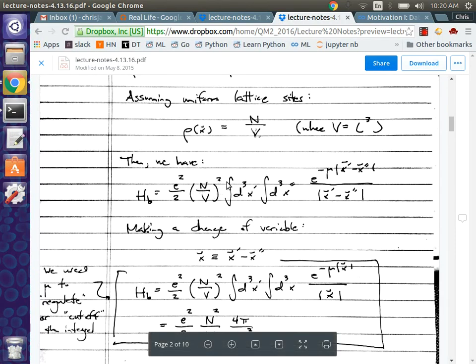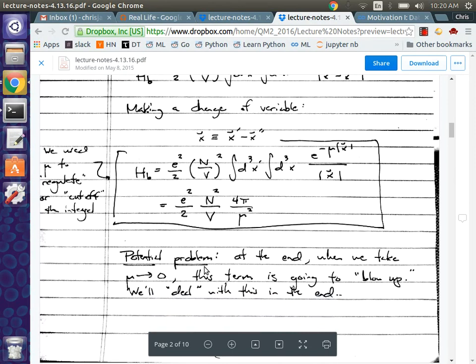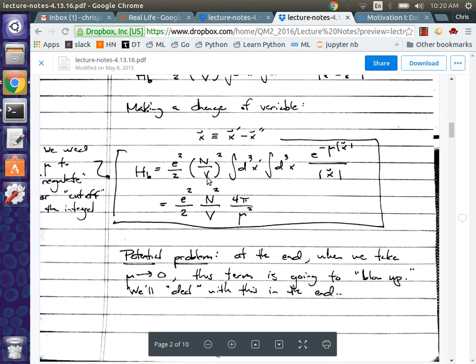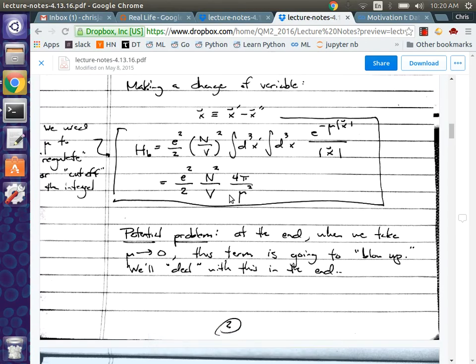So here I have n over v squared from the rho squared, and I make a change of variable so that I can do this integral. It gives me a v, and it cancels the 1 over v's. And so I get this 4 pi over mu squared. So this is the interaction between the electrons.